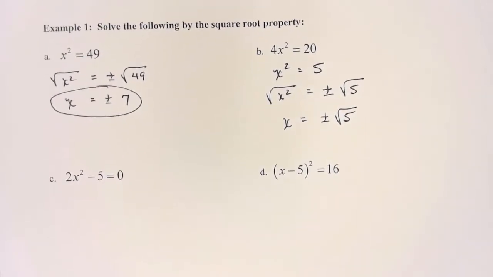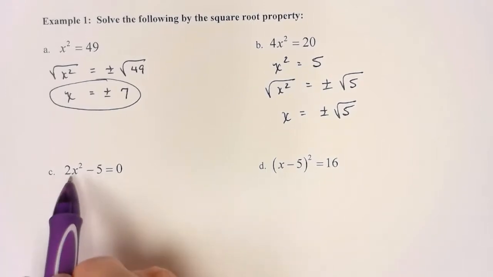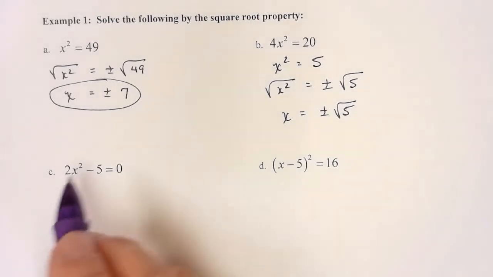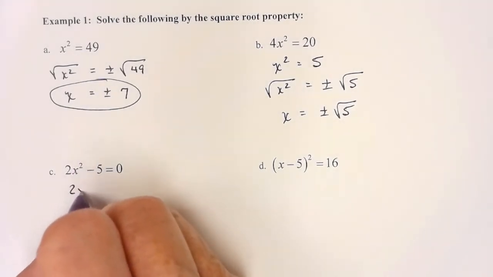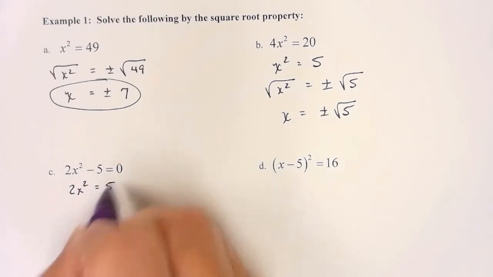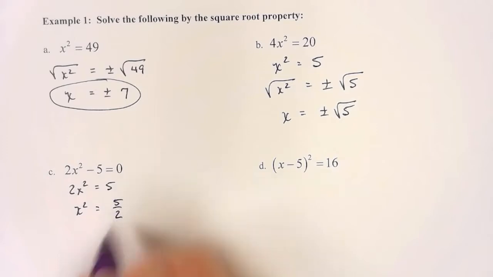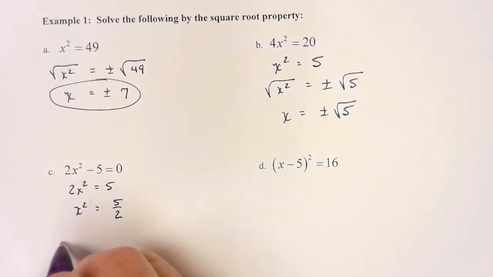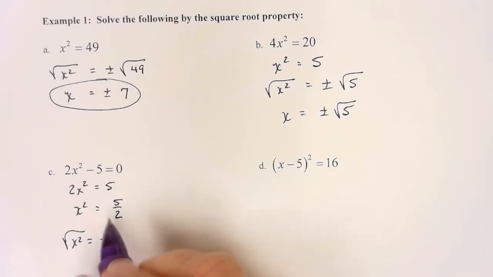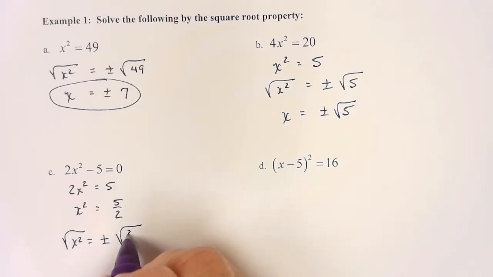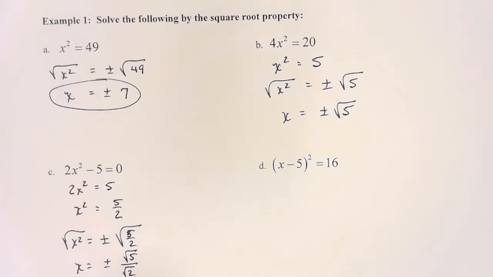Let's look at some more. I see x squared here, so I need to isolate it. I'm going to add 5. I'm going to divide by 2. Now I can take square root of both sides. So I've got x is equal to plus or minus square root of 5 over square root of 2.